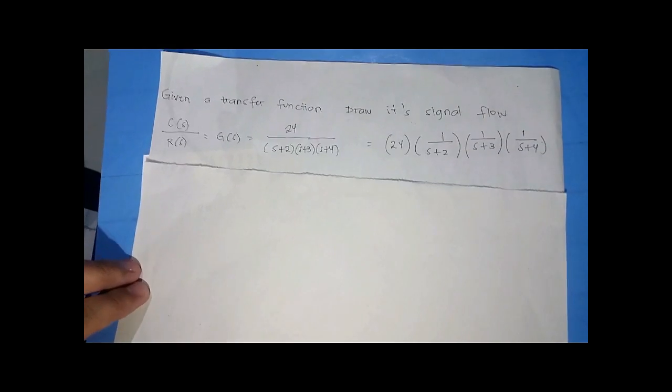Hi, I'm Ivy Milagahit. I'm going to teach you the alternative representation in state space, particularly the cascade form. So given a transfer function, draw its signal form.